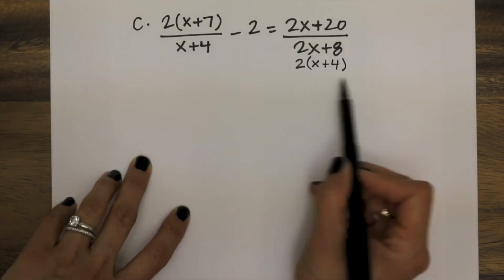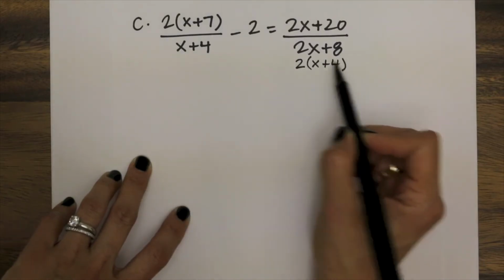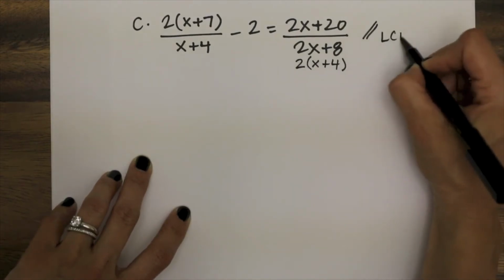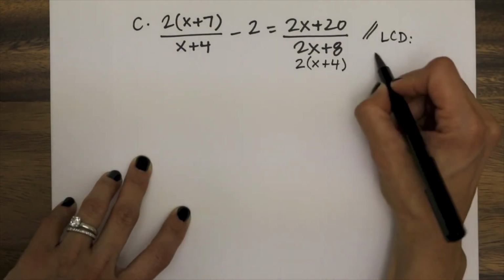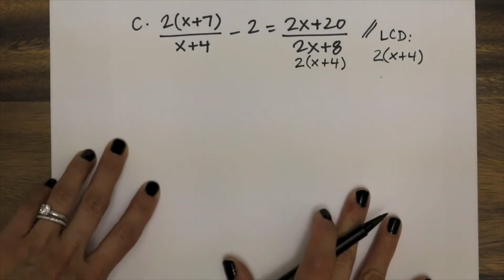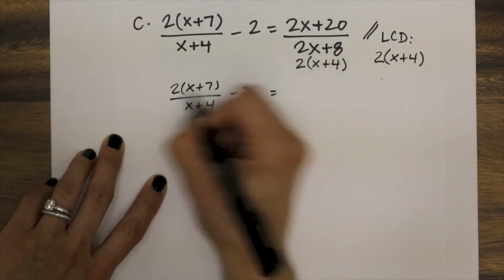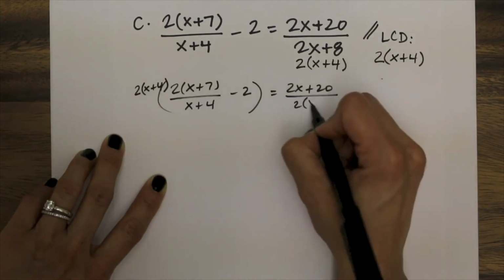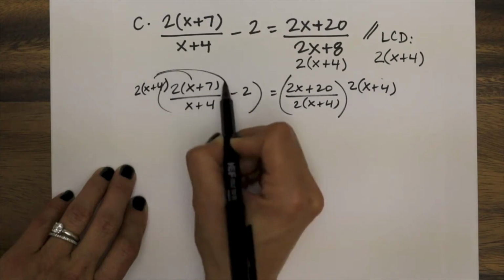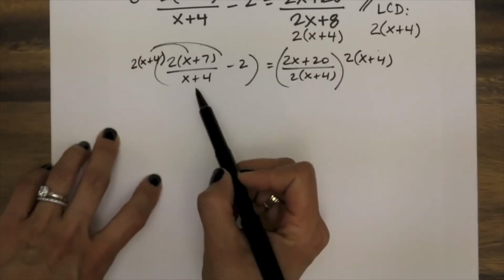Now we're looking at all the denominators. You have the quantity x plus 4. You also have x plus 4, but then this denominator also has a 2. So our LCD is going to be 2 times the quantity x plus 4. Once you identify the LCD, you're going to multiply it to both sides of the equation. Once you do so, you are distributing, and you're always looking to see what will make the denominator cancel.